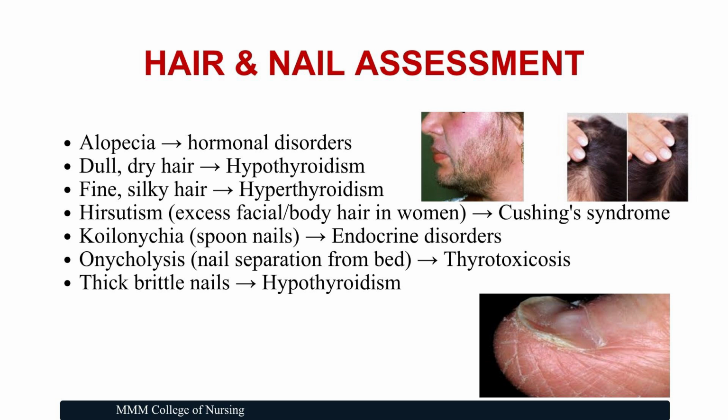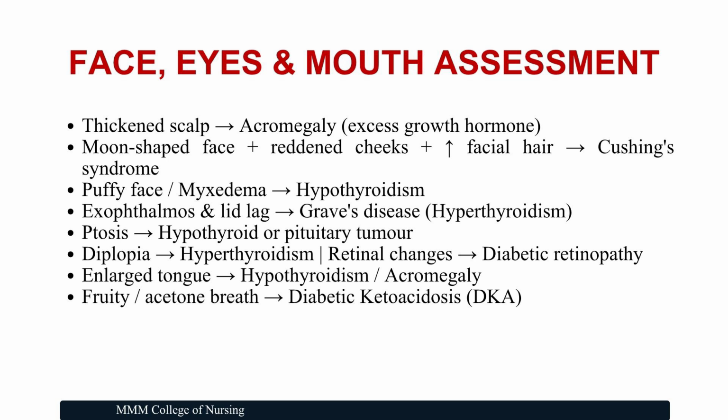Next one is nails. You can notice spoon-shaped nails, and in thyrotoxicosis you can see paronychia, and thick, brittle nails that grow slowly are seen in hypothyroidism. Next, scalp and face. A thick and enlarged scalp is seen in acromegaly from excess growth hormone. For the face, a moon-shaped face with reddened cheeks and increased facial hair is Cushing syndrome. And a puffy, swollen, dull face can be seen in myxedema. Also look specifically at the eyebrows. Thinning or loss of the eyebrows is a very classical sign of hypothyroidism.